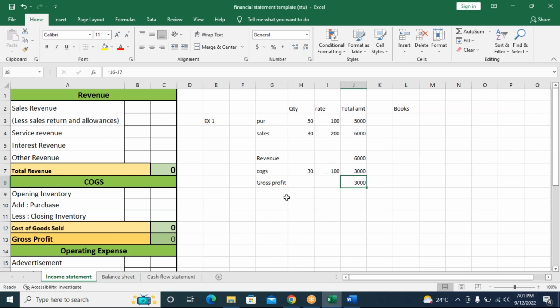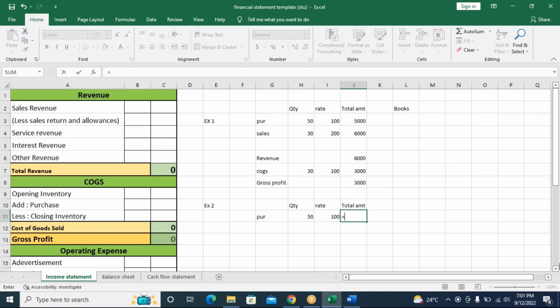Understood, ma'am. Okay. So here I am showing one more example, that is example 2. The same way only, I'll take these things. So here I'm going to make the purchase. I'll purchase 50 books where the rate is 100. Then the total amount is equal to 50 into 100, that is 5,000.